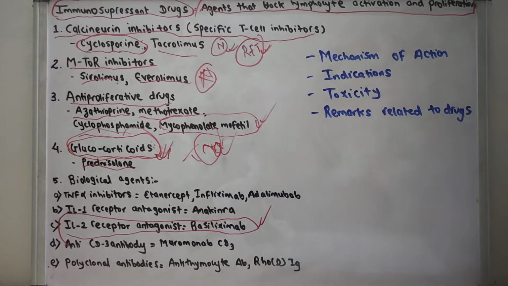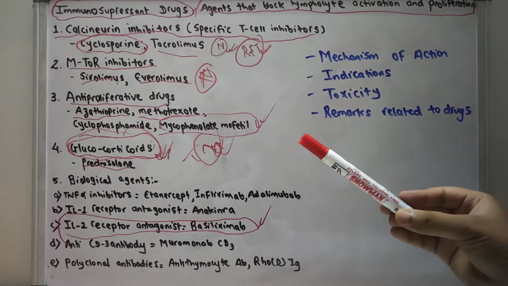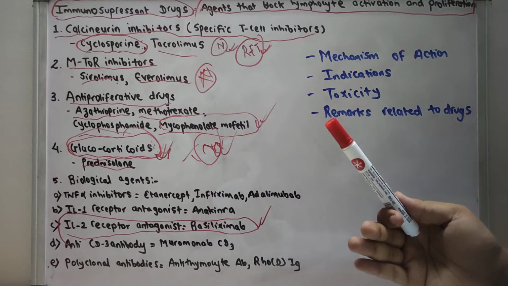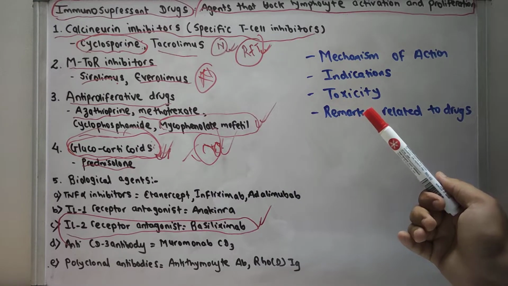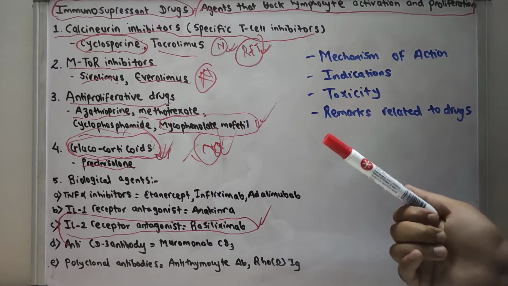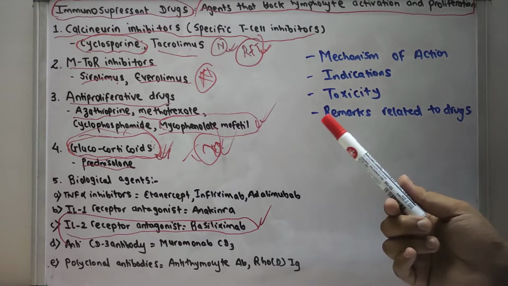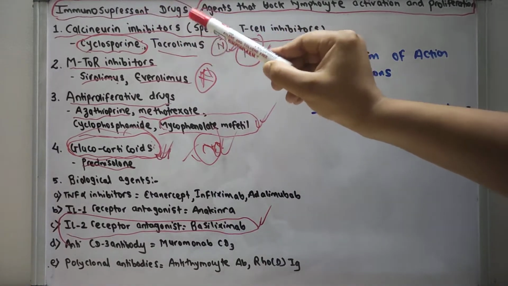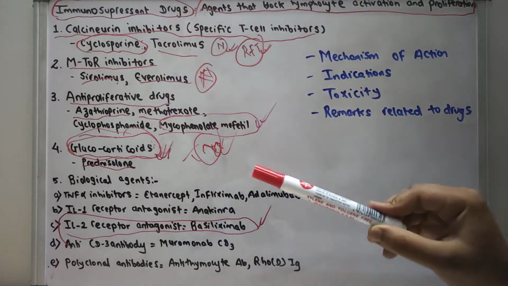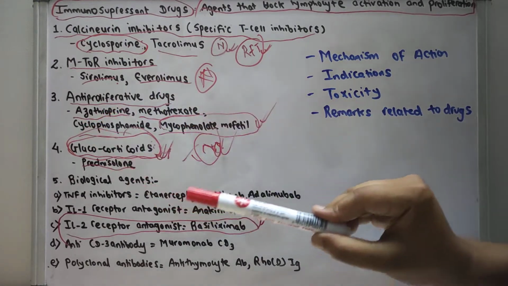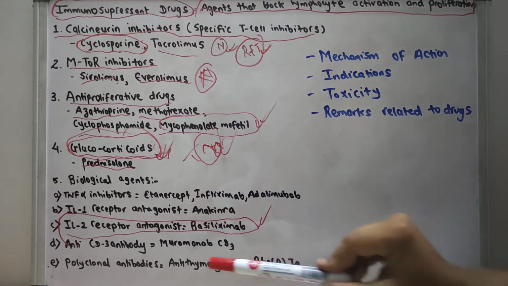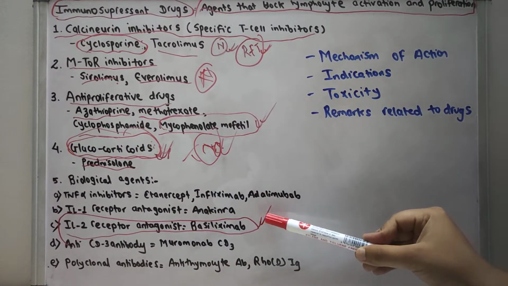I hope you understood these various immunosuppressant drugs, their mechanism of action, indication, toxicity, and remarks related to those types of drugs. Again, I am going to revise some of the important immunosuppressant drugs that you should know. First of all, calcineurin inhibitors, those are cyclosporine and tacrolimus. The mTOR inhibitor, which is sirolimus. The antiproliferative drugs, that is azathioprine and mycophenolate mofetil. The glucocorticoid, it is prednisolone. And the interleukin-2 receptor antagonist, that is basiliximab, that you must know.